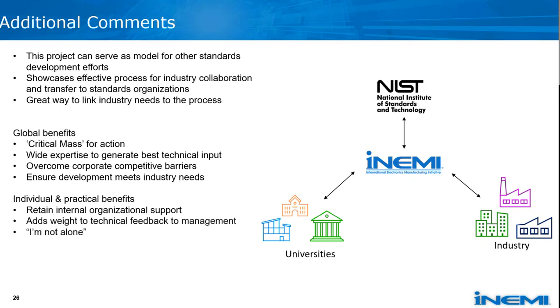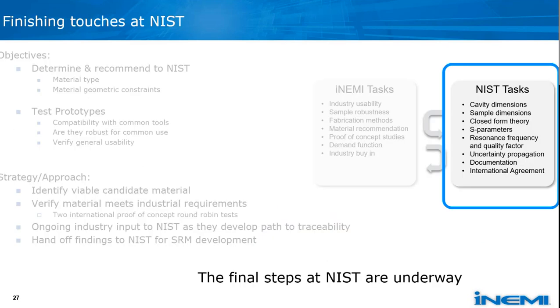And it gives weight to your technical feedback that, hey, this is a requirement. Because if it's just you asking your management and telling them that they need this thing to be developed, they might not really understand the gravity of it. But when you have the industry consortium and you can say, all of our competitors are also asking for the same thing from NIST, you get a lot more support internally. And so overall, I just really want to emphasize that this turned out to be a very good way to accomplish this type of a project. And if you're thinking about a standard that you need for something else, this is a good potential method to get that done.